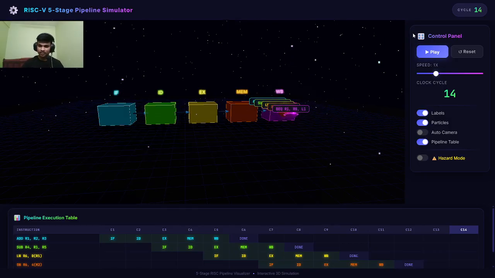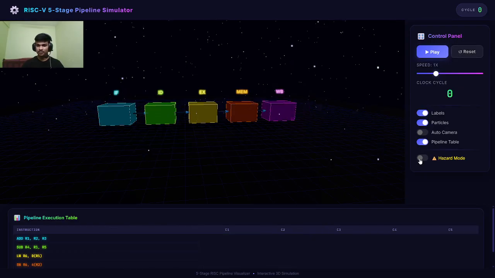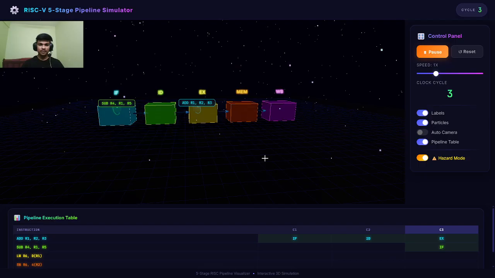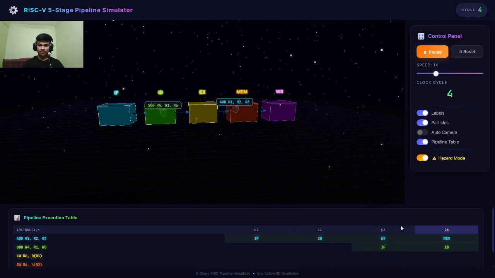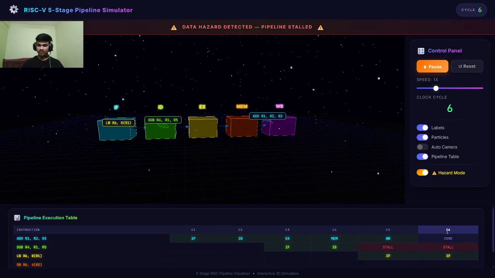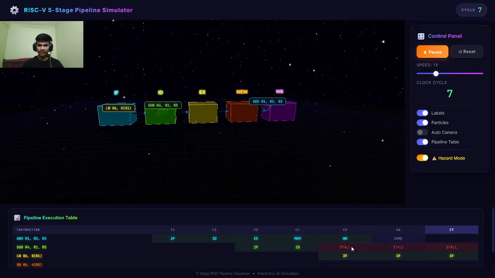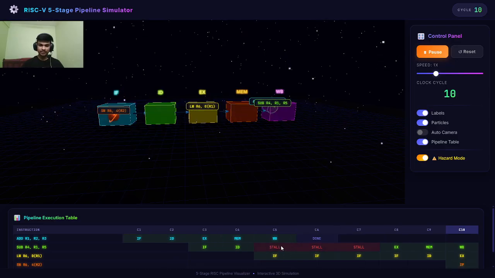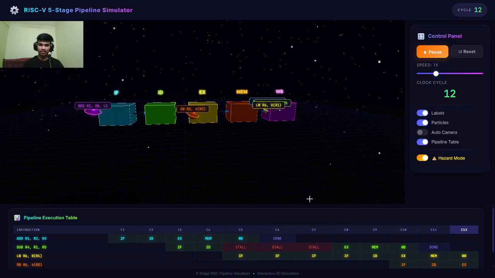There is also one more mode, which is hazard mode. Now I will turn on hazard mode, and again I will play the animation. Let's see what happens in the hazard mode. I will first reset it on the hazard mode. Play. Here there is only one change in hazard mode. As you can clearly see in clock cycle 5, it is written stall. Later I will explain why it is written stall and what the output of this is.